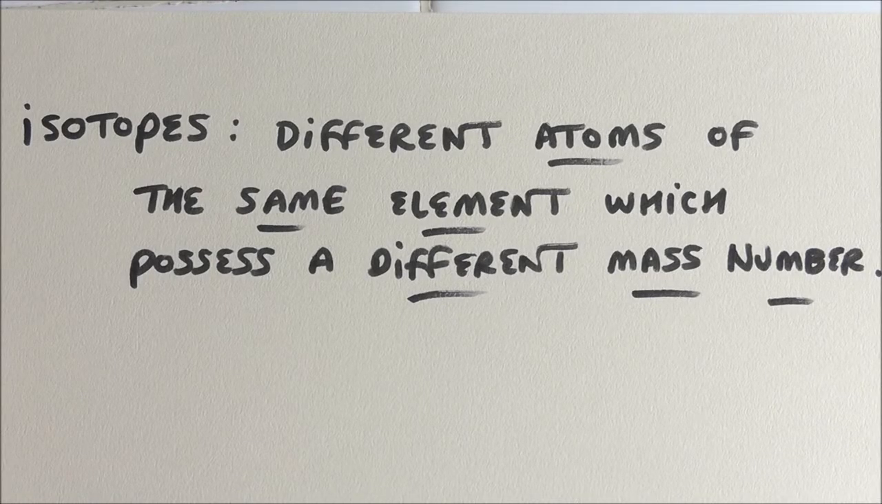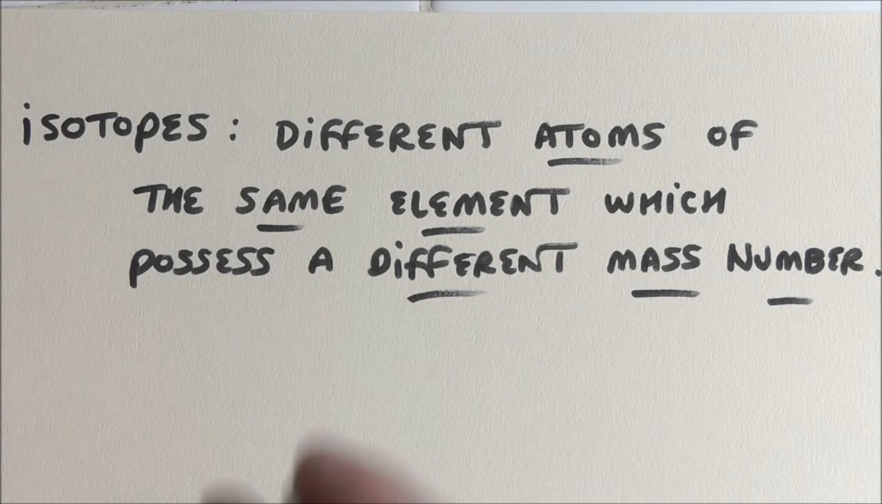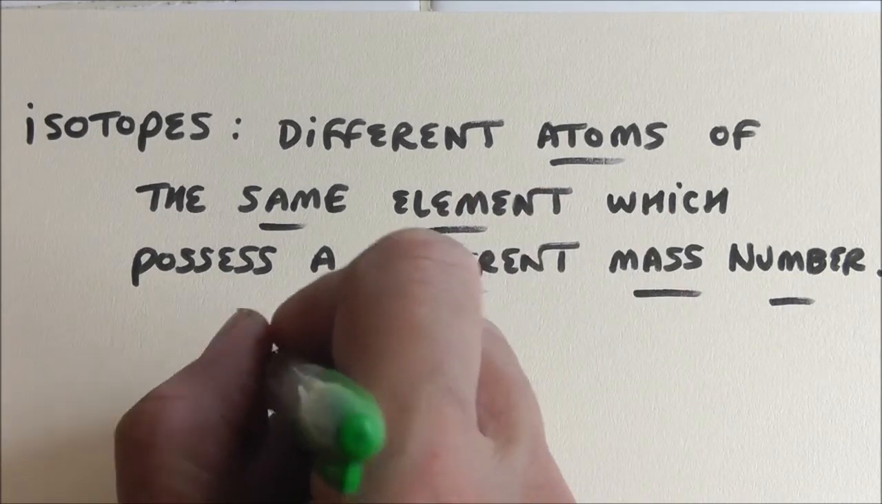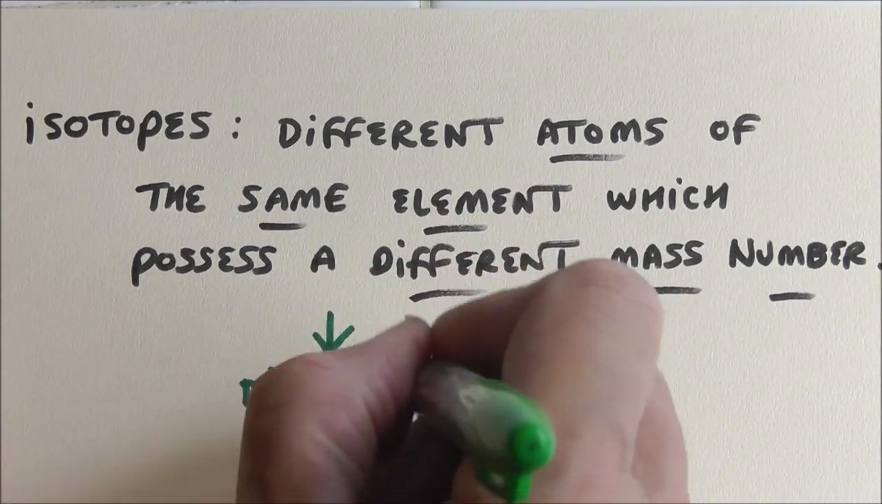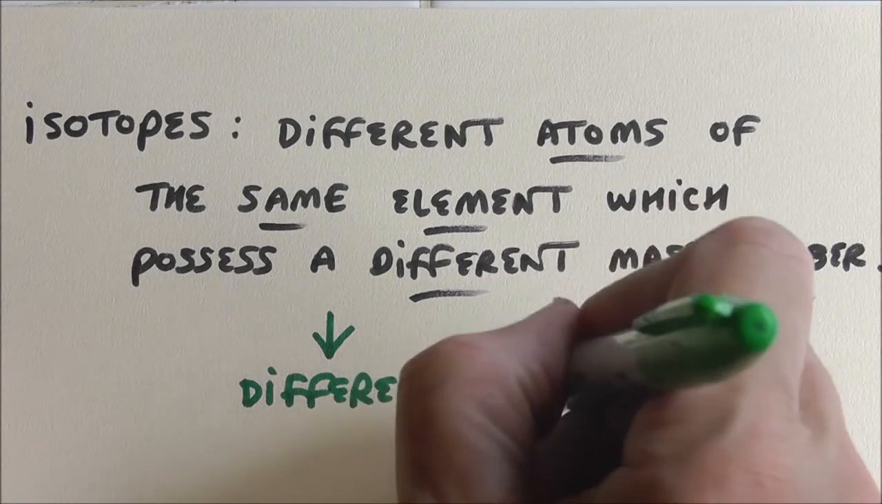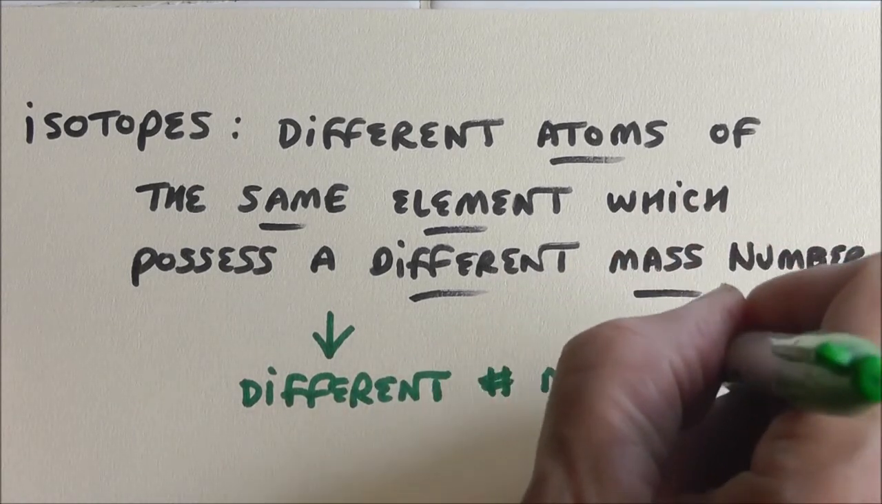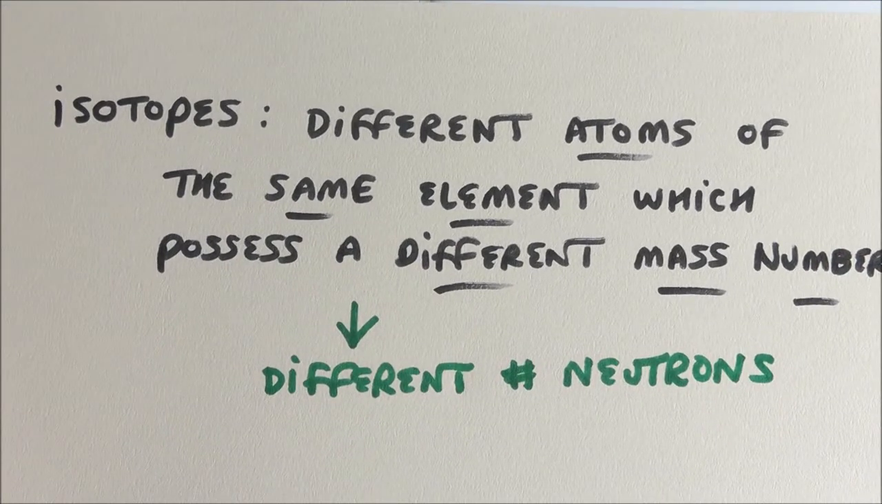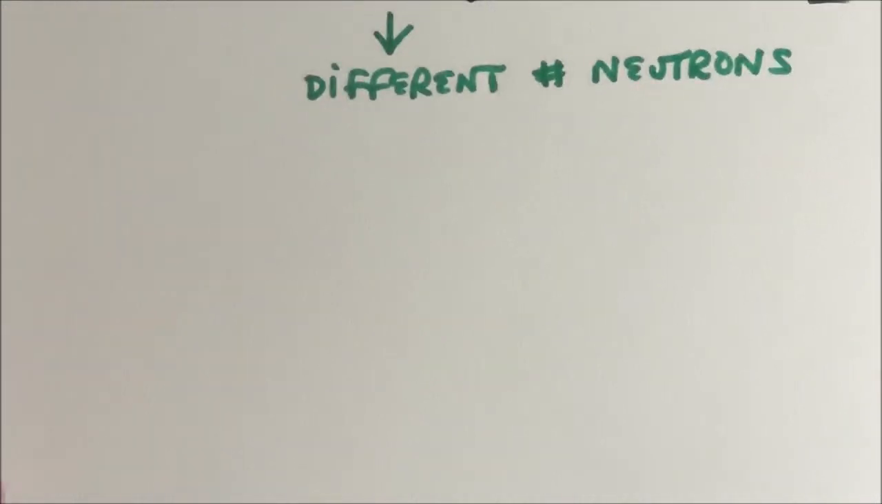There you go, folks. This is the definition of an isotope. Isotopes are atoms that are the same element but have different mass number. Now let's think about why that could be. Could it be because they're a different number of protons? No, they wouldn't be the same element. Could it be because they have different number of electrons? No, they wouldn't be atoms. So it must be because they have different number of neutrons. And that's exactly why. So let's go and take a pretty exciting element, hydrogen.